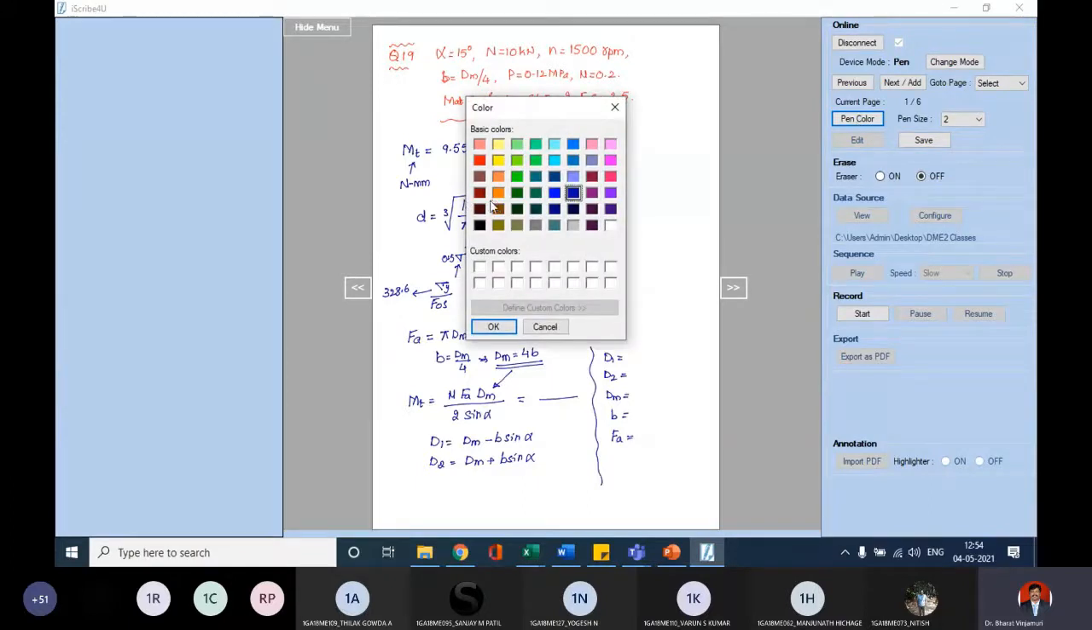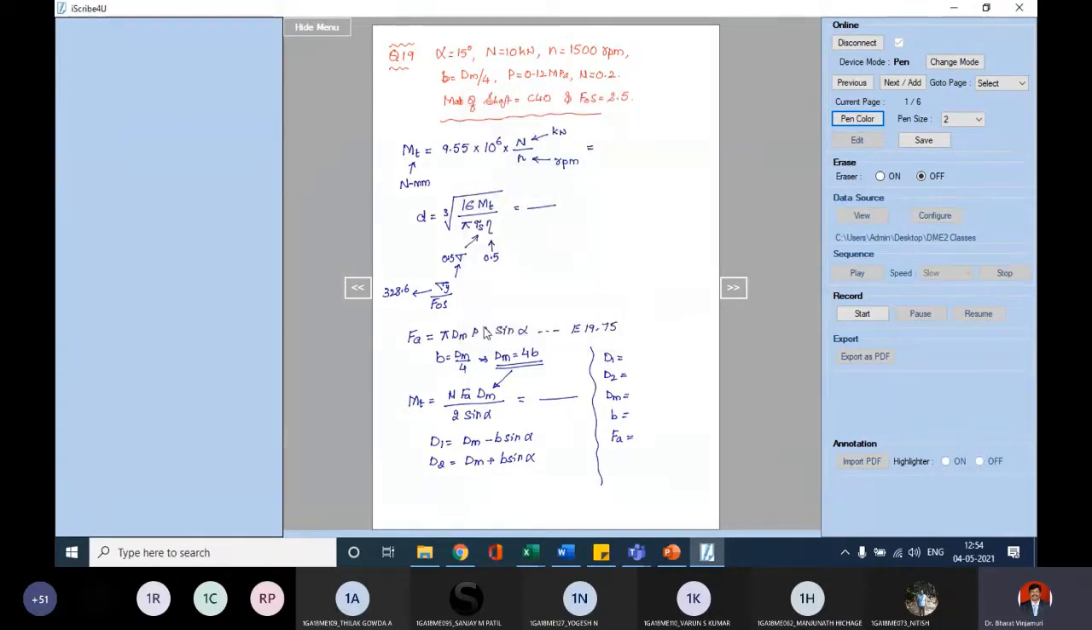What I will try to do is write the answers for you, so that you can cross check your answers at a later stage. D1 is 178 mm, D2 is 200 mm, so by default dm would be 189 mm, B is 47.25, and FA is 871.145 newtons. These are the answers for this numerical. Kindly make note of these answers so that you can solve this again in your assignment or regular notes. So this is how this problem is solved.